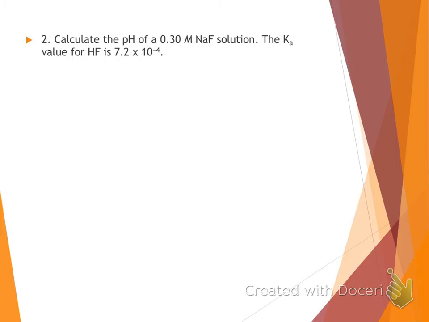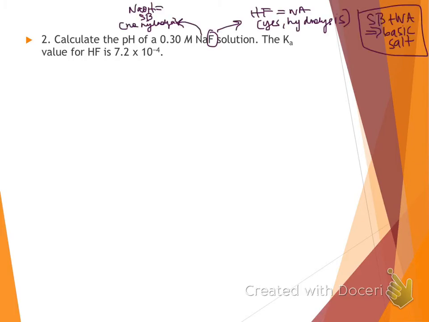Our first step is still to identify what kind of salt we have. Is this acidic, basic, or neutral? So as we go through this, we find that our sodium is from sodium hydroxide, which is a strong base. There will be no hydrolysis there. But F- is from HF, a weak acid, so yes, there will be hydrolysis from that F- ion. So that's what we need to focus on. We also know that this salt came from the product of a strong base and a weak acid, so it must be a basic salt.